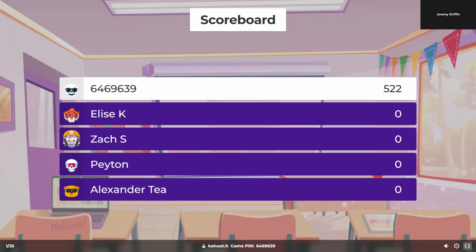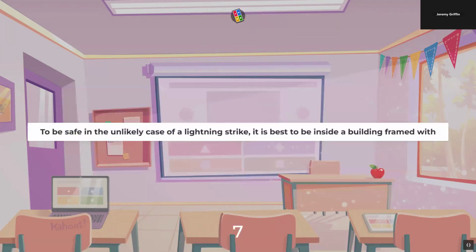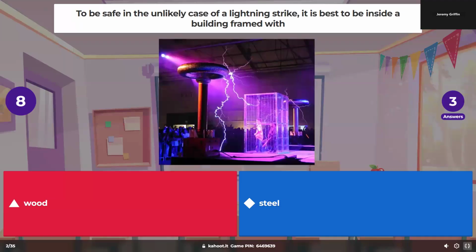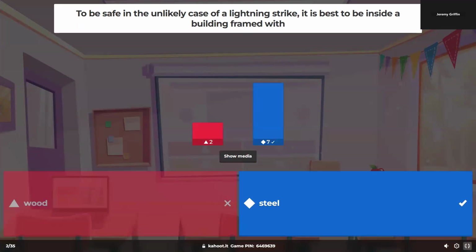All right. Got points on the board. To be safe in the unlikely case of a lightning strike, it's best to be inside a building framed with... What's that kid in right there? Yeah, there you go. How about some kind of metal frame, some kind of conductive material, so that the current has a path of least resistance down to the ground that's not through you. Ooh, is that called a Faraday frame? Faraday frame? Yeah.